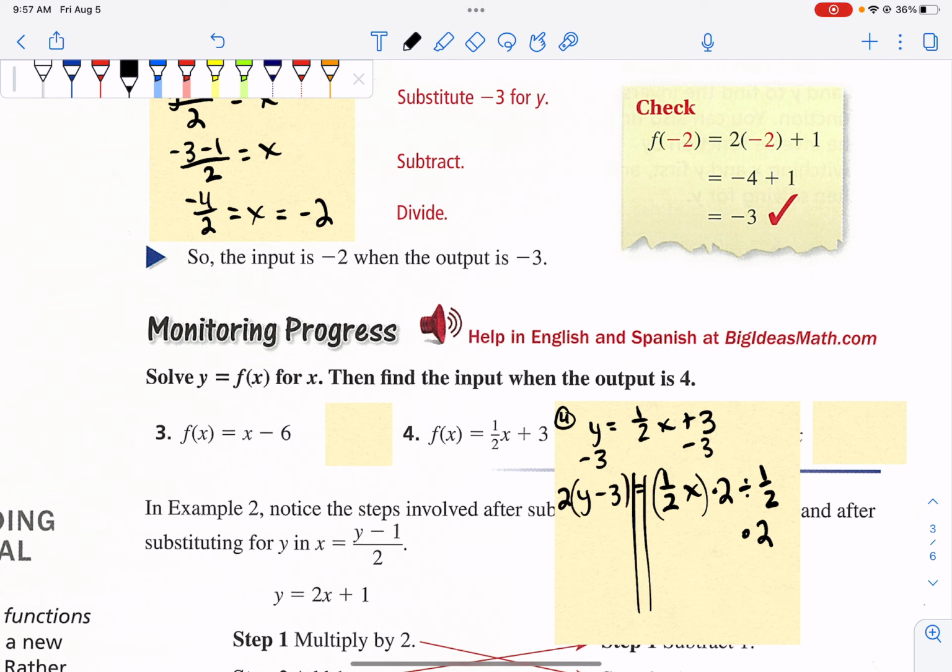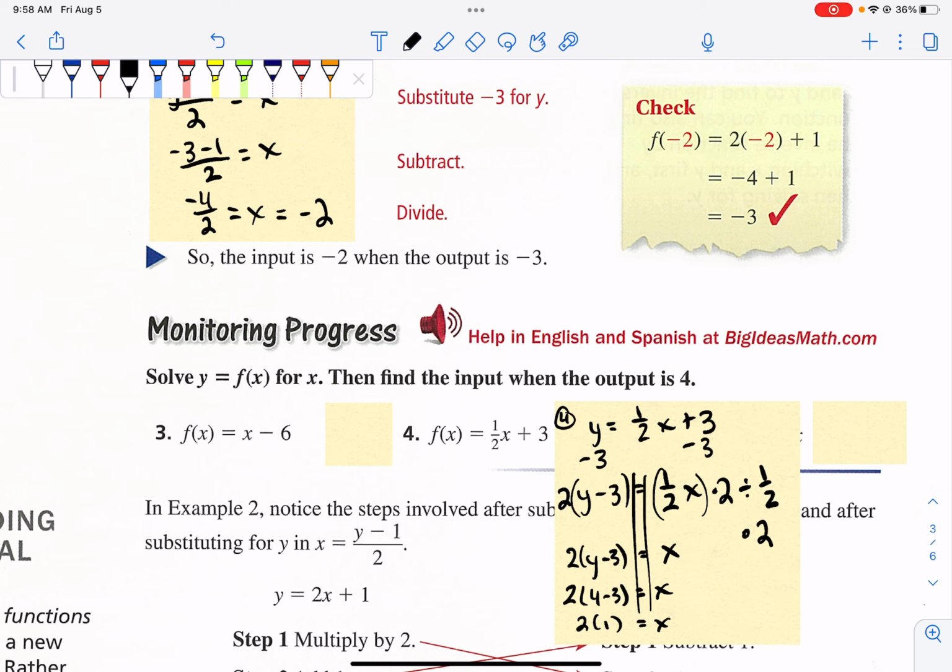So instead of dividing by 1/2, I'm going to multiply this side by 2, which means I have to multiply this side by 2. So I end up with 2 multiplied by y minus 3 equals x. Now it gives me a value, right? It wants me to plug 4 into where my output normally is. So my y is going to become 4. So 2 times 4 minus 3 equals x. 4 minus 3 is 1. 2 times 1 equals x. So x is equal to 2. So when my y is 4, when my output is 4, my input is 2. My x is equal to 2.